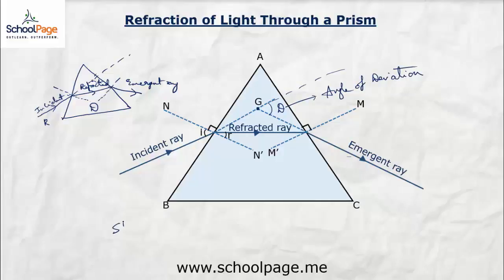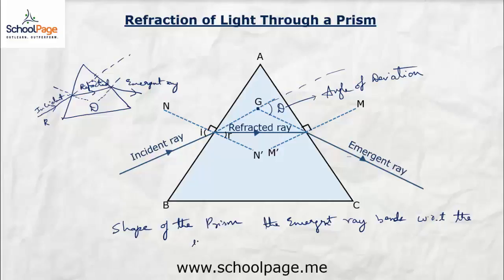So it's generally because of the shape of the prism that the emergent ray bends with respect to the incident ray. Can you see the opposite faces of the prism? They are not parallel to one another. They are inclined at an angle to one another. So this angle between its opposite faces is known as the angle of the prism. So this is how refraction of light takes place through a prism.